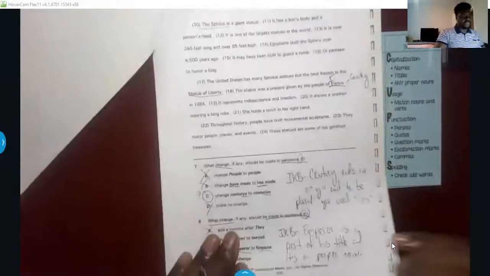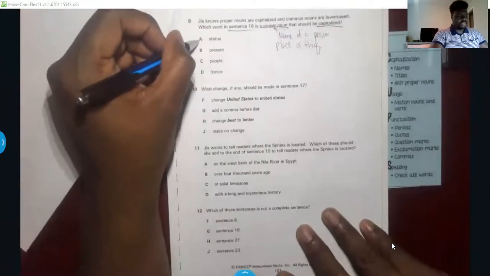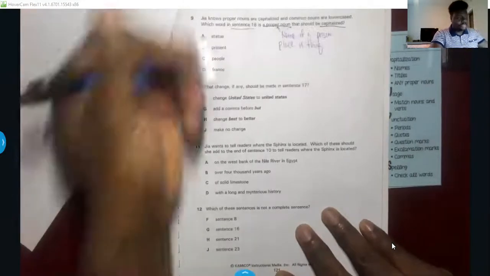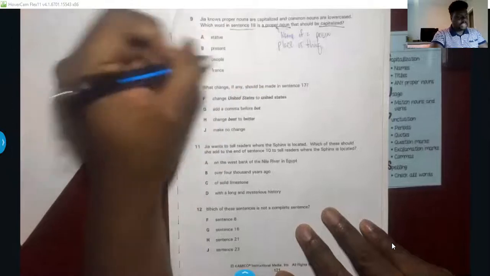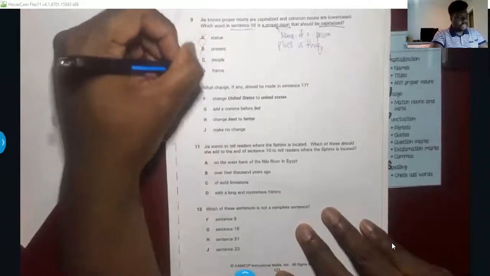So let's go back and see if that's one of our options. Statue is not the name of the thing. Statue of Liberty, the name of a statue, that will be capitalized. Present, not the name of the present. There's no person's name, but we see country. The country name is France. So D is the correct answer.